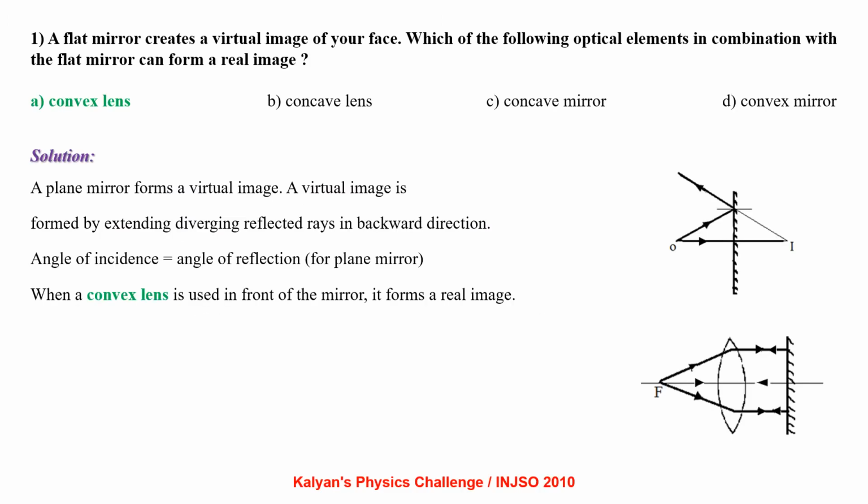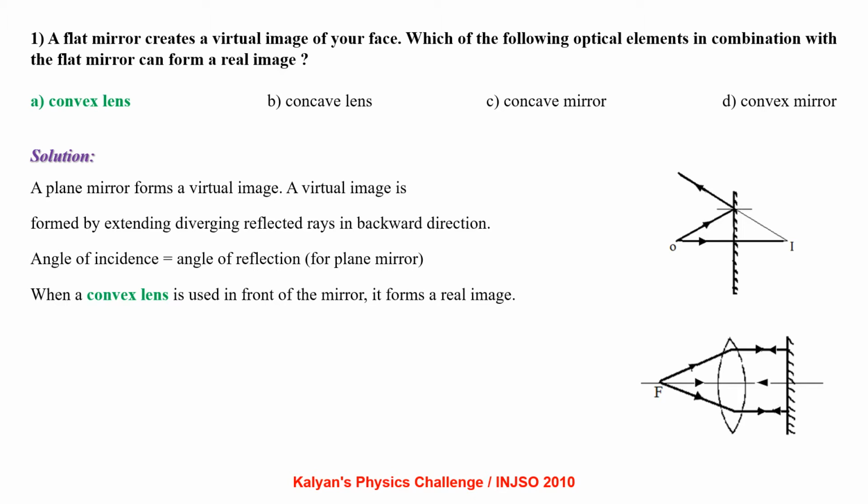A flat mirror creates a virtual image of your face. Which of the following optical elements in combination with the flat mirror can form a real image? A plane mirror forms a virtual image. A virtual image is formed by extending the diverging light rays backwards.